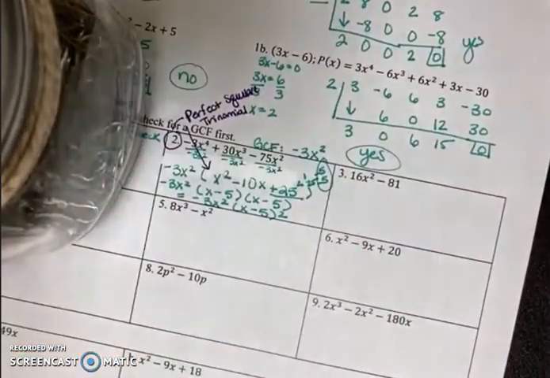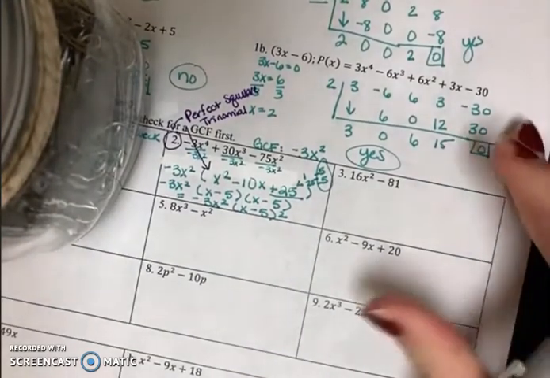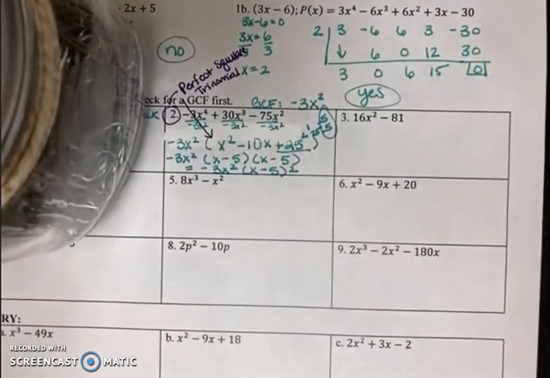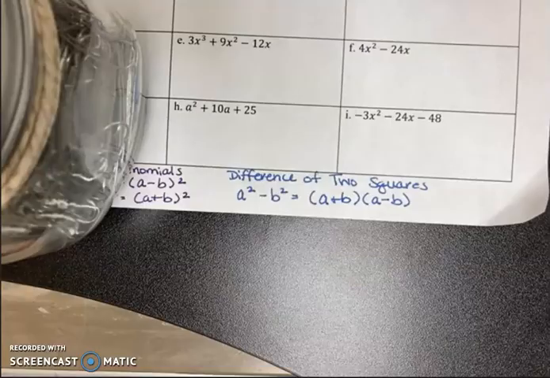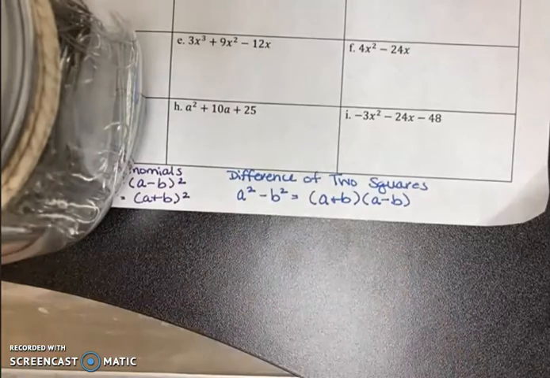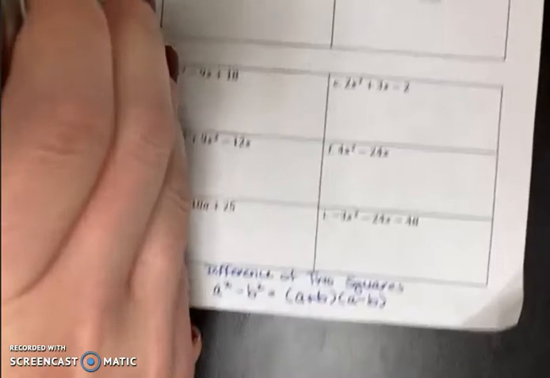Number 3. Now this is a binomial. Whenever we have a binomial, the first thing we should do is check and see if it could be a difference of 2 squares. I went ahead and wrote down the rule here as well if you'd like to pause it and write it down. Again, you can go back and watch the factoring videos to see more examples worked out.